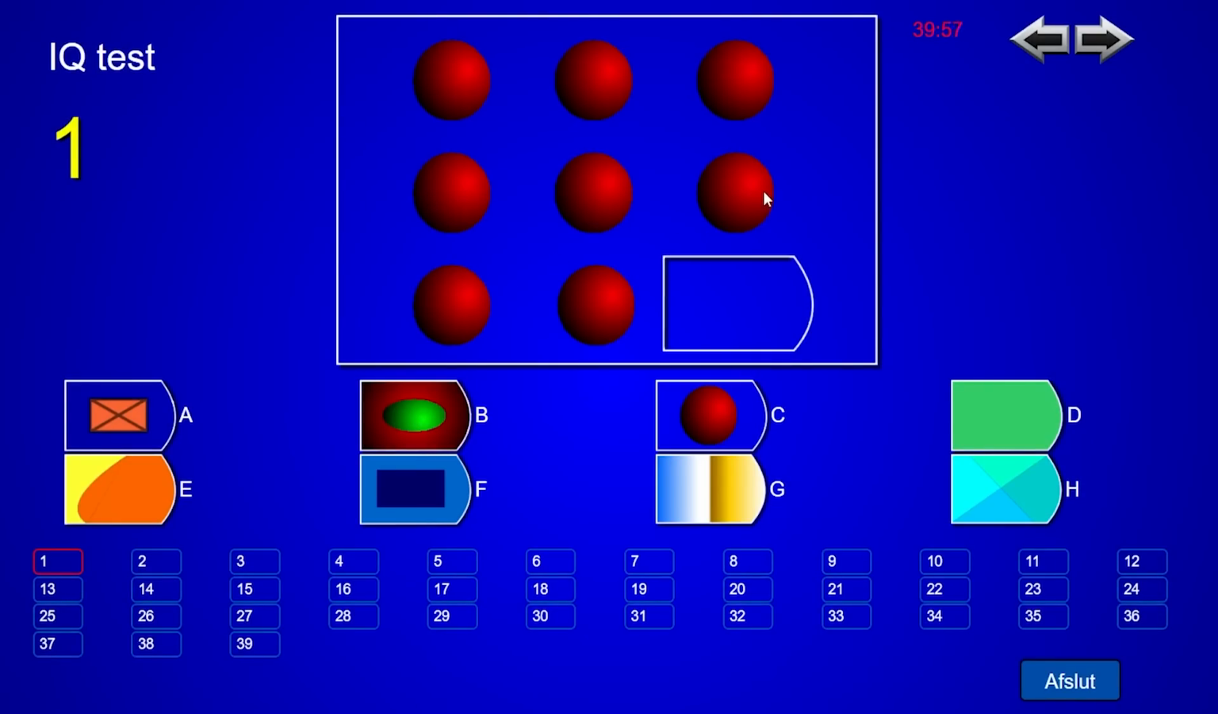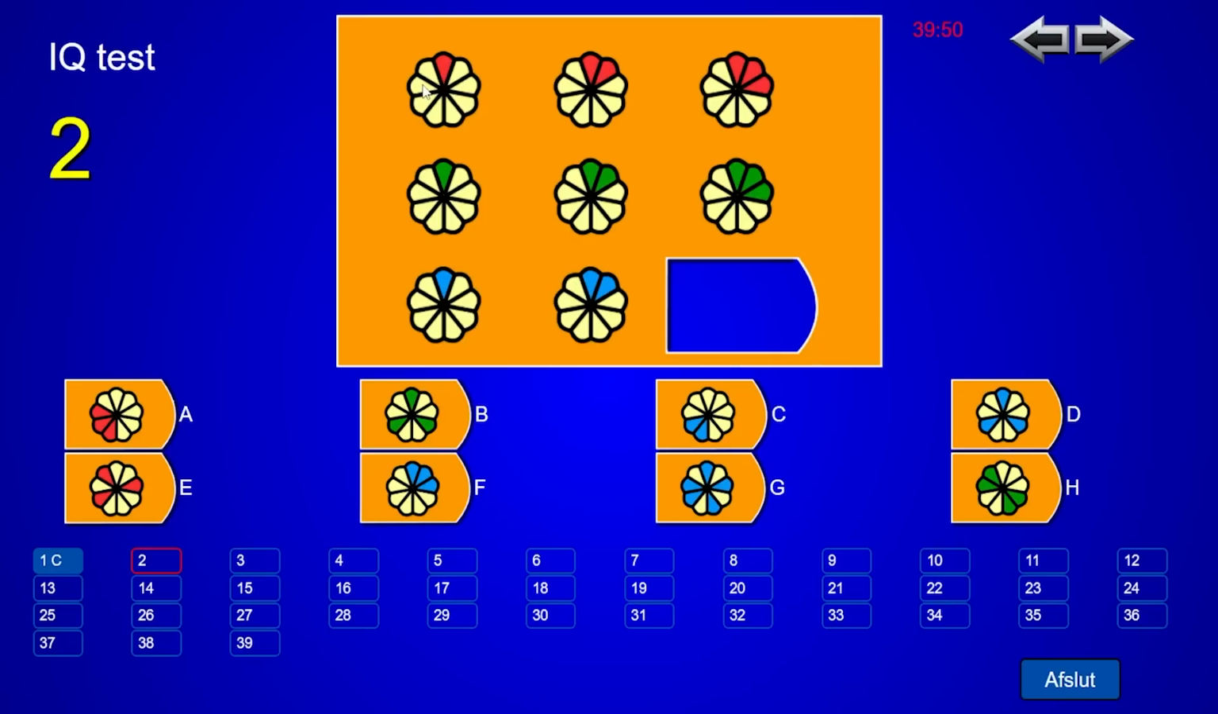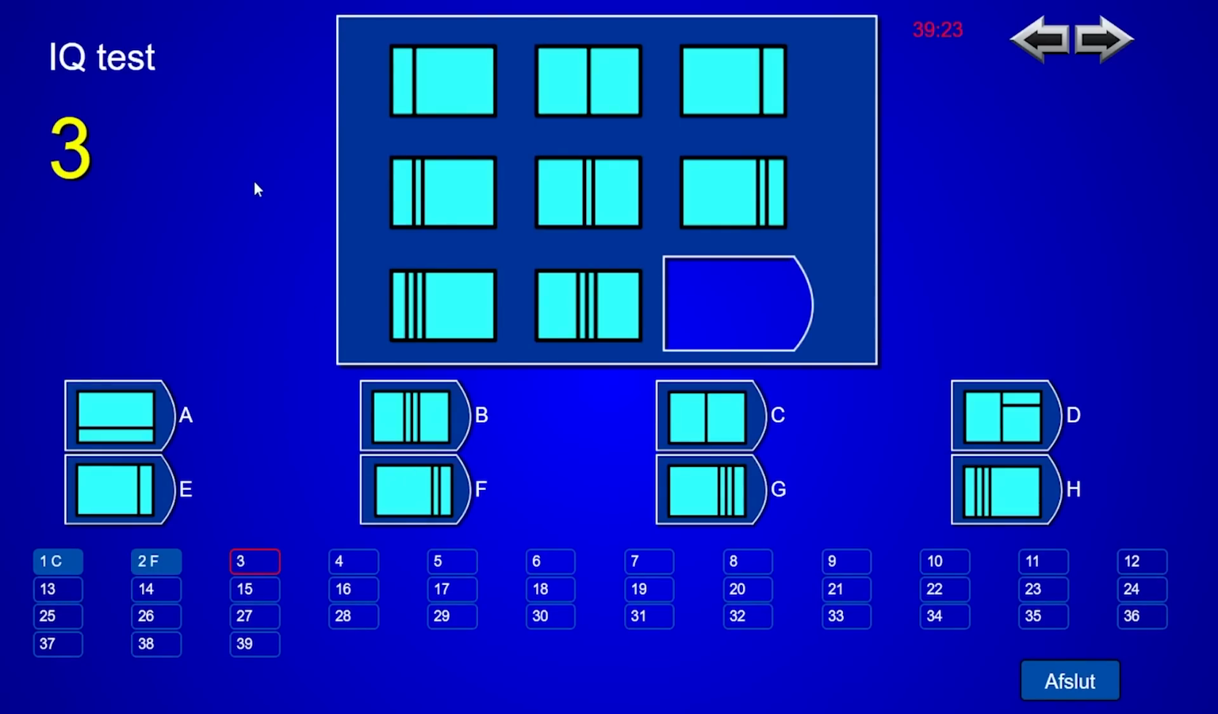And we start out with an easy one. They are all red balls. The answer is going to be a red ball. And this looks like a flower. And it has 1, 2, 3 petals that are red, 1, 2, 3 that are green, and 3 that would be blue. And the angle of it, we have this one as a possible answer. And that's actually the only possible answer because they have to be all together. So this one.